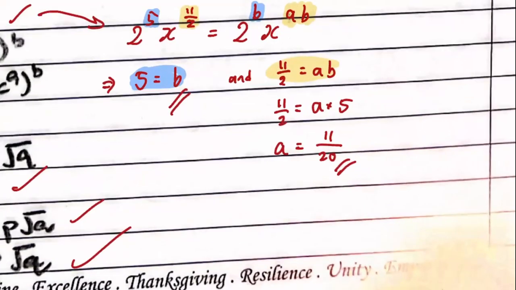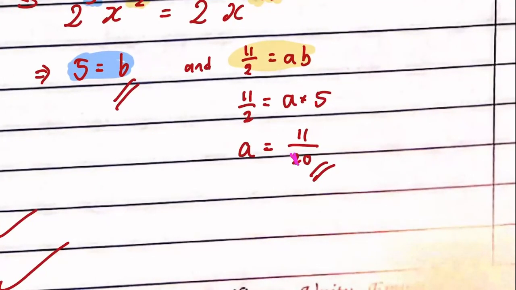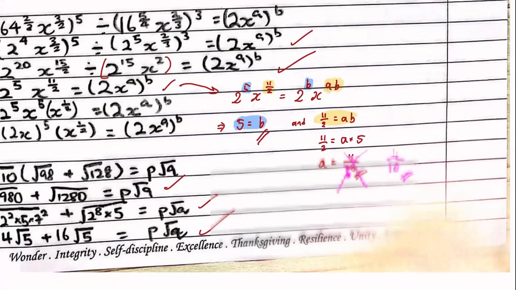Sorry, here should be a 10. Help me to change that. Should be a 10. 2 times 5 is 10. So 11 over 10, not 20. Okay, good. Next.